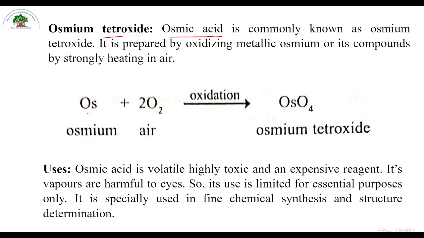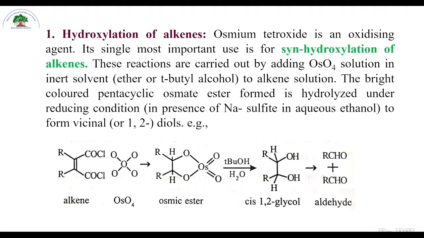It is prepared by the reaction of metallic osmium with oxygen, or in presence of air. Upon oxidation, osmium metal gives osmium tetroxide. Particularly, this osmium tetroxide is useful in synthesis of fine chemicals, and one more use, that is the structural determination. So let us see one by one.